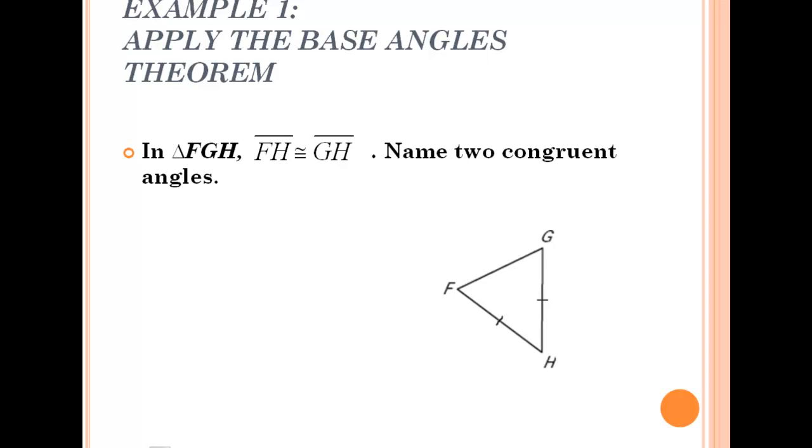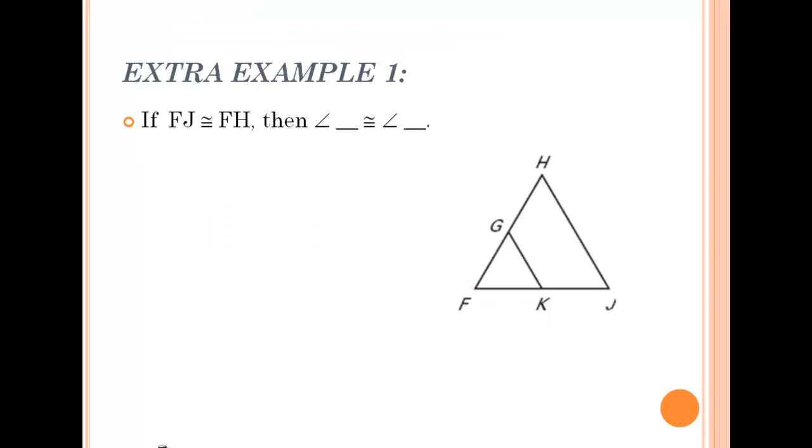All right, let's try a couple examples with this. So in triangle FGH, segment FH is congruent to GH, and those markings are on there. Name two congruent angles. So we've got to look at these angles across from our congruent sides, and that's angle F and angle G. So we can say angle F is congruent to angle G. So pause and try this one on your own.